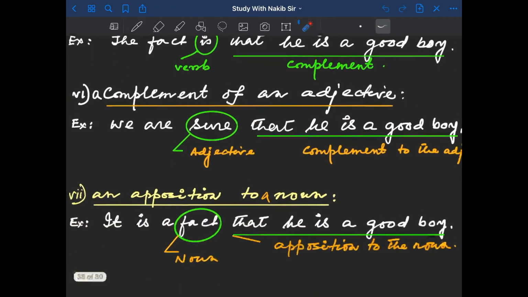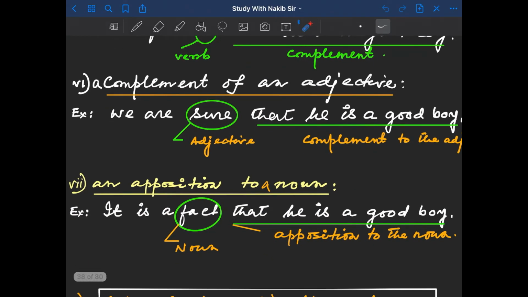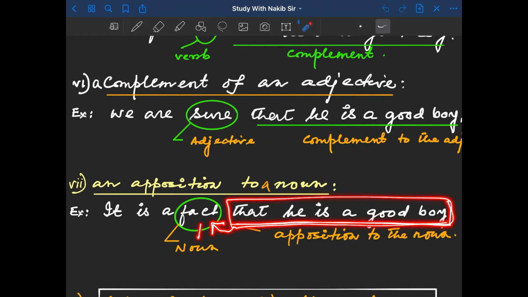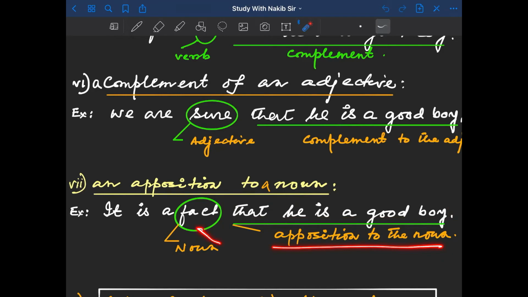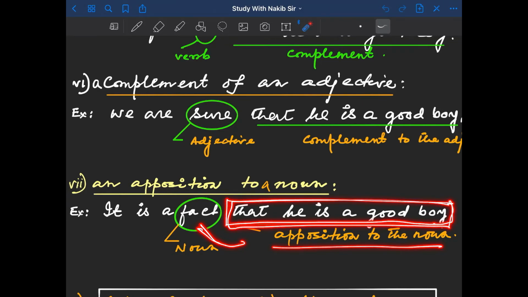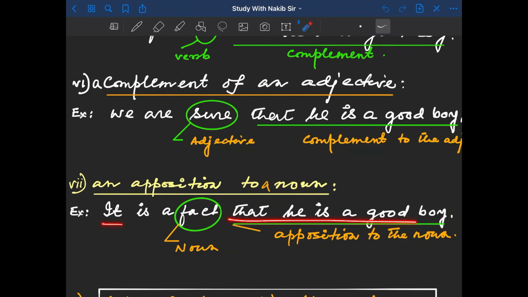Okay. Now a noun clause works in a sentence as an apposition to a noun. See the example: It is a fact. Fact is a noun. So what is the fact? This part, that he is a good boy, is giving the explanation of this noun. For this, this part is working like an adjective of the noun fact. For this it is called an apposition to the noun, an adjective to the noun. It is a clause, for this it is a noun clause, a subordinate noun clause. So, it is a fact that he is a good boy. That he is a good boy is a subordinate noun clause.